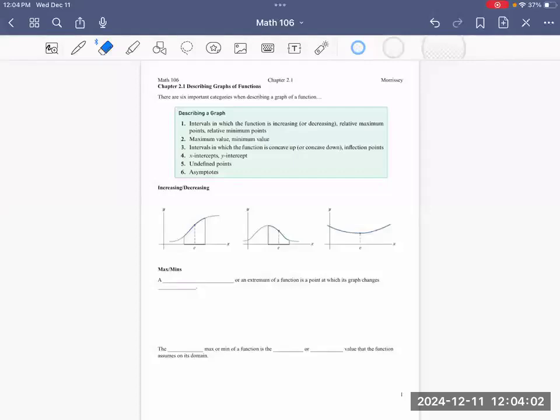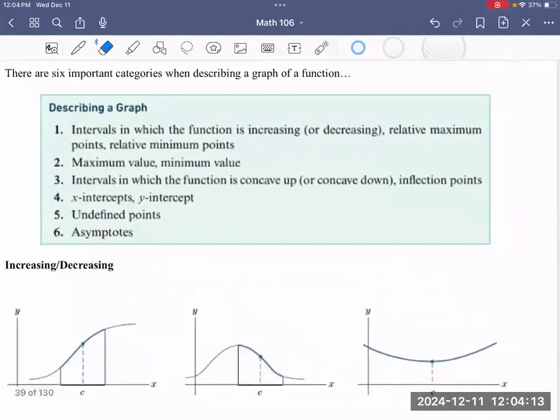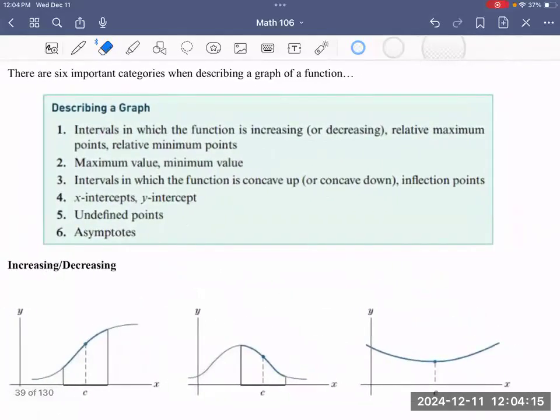Welcome to Math 106, Chapter 2.1, where we are talking about describing graphs of functions. Now, there are 6 important categories when describing a graph, which are listed down here below. So first are the intervals in which your function is increasing or decreasing, which will provide us with the relative maximum or the relative minimum.